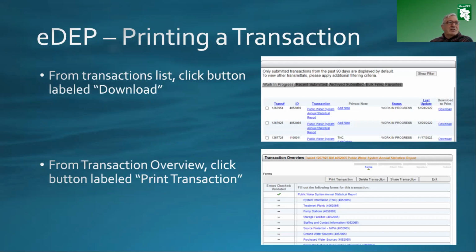We move on to printing transactions. So from the transactions list, you would pick a transaction. This account has multiple ASRs that are opened under it. You click on the Public Water System Annual Statistical Report link, and it will open the transaction overview page. And the first button on the top of the page that you see is the print transaction button.